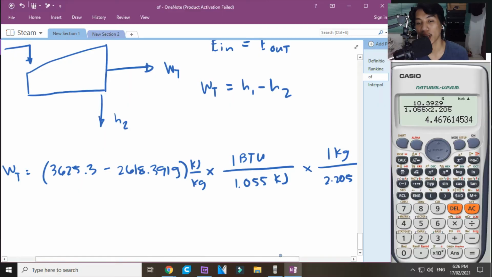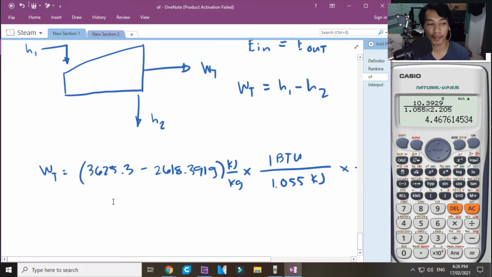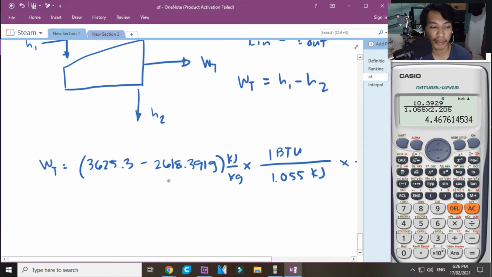Okay, there is one more conversion I'll mention. 1 English ton is 2,000 pounds, which is equal to 907 kilograms. Remember that. When we say 1 ton, that is 1 English ton. Let's calculate this.